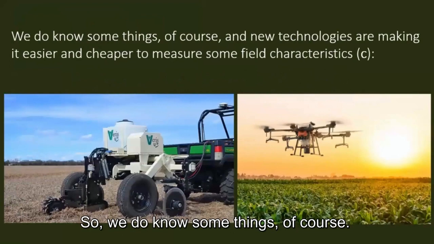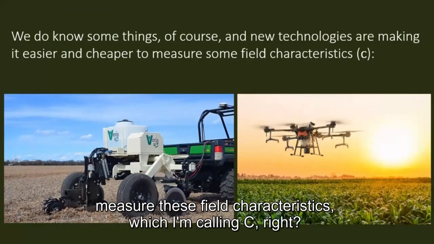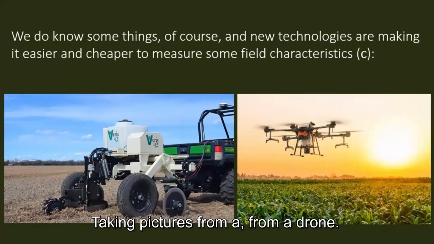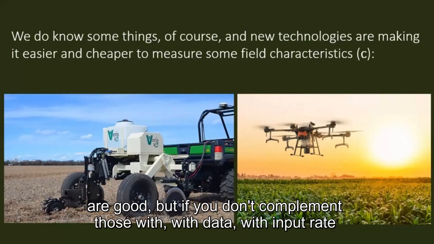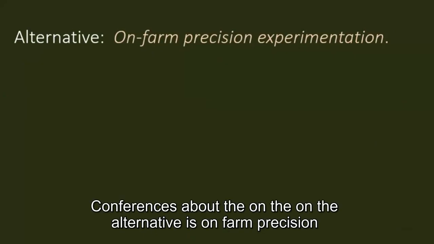So we do know some things, of course. There's a lot of new technologies that are making it much easier to measure these field characteristics, which I'm calling C, right? Here you see somebody making an electroconductivity map with a Veris machine. Here's somebody taking pictures from a drone. Those are all measurements of characteristics, and I would say that those are good. But if you don't complement those with input rate and yield data from trials, I don't think you're getting yourself anywhere.